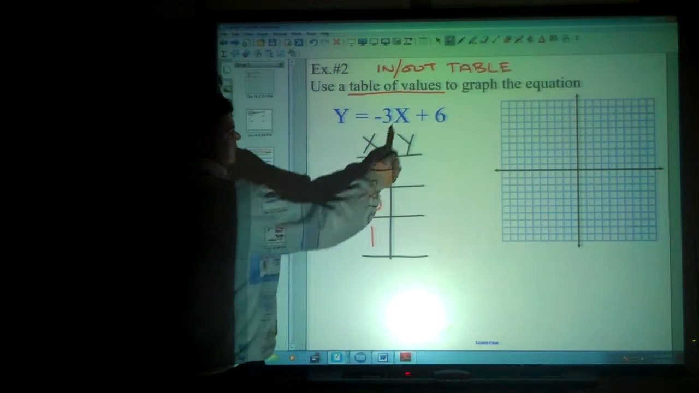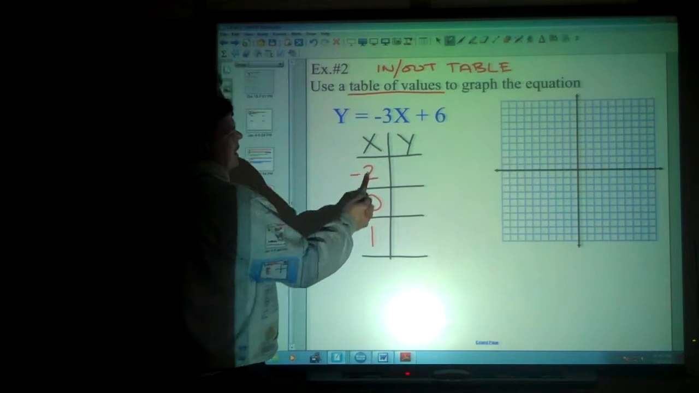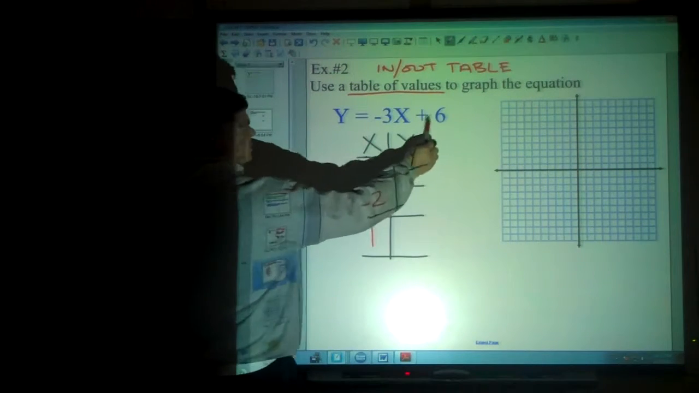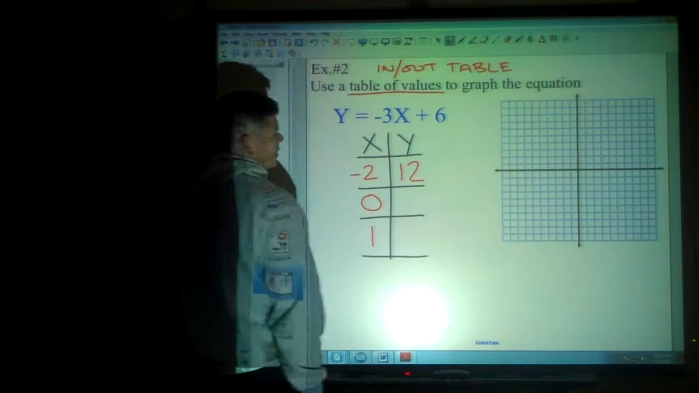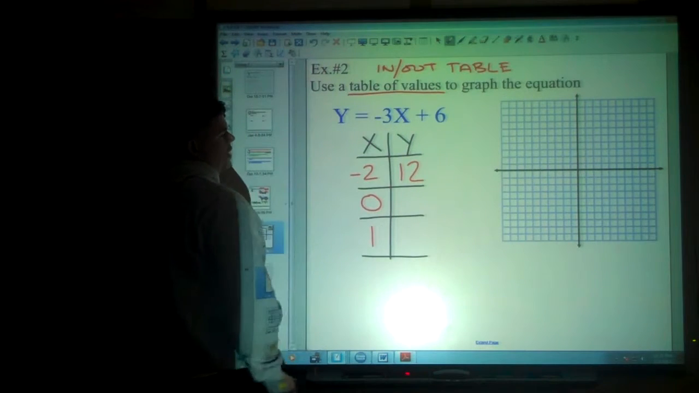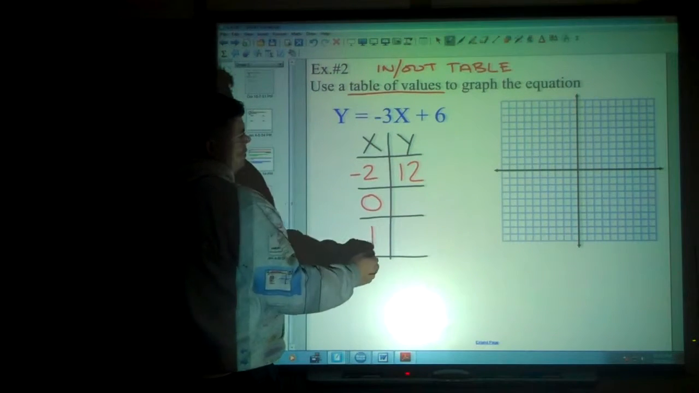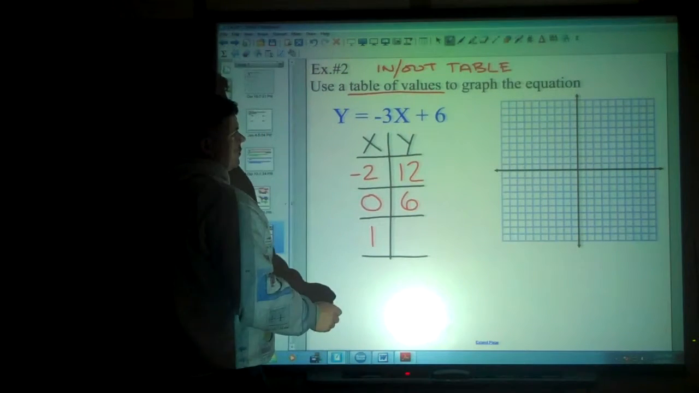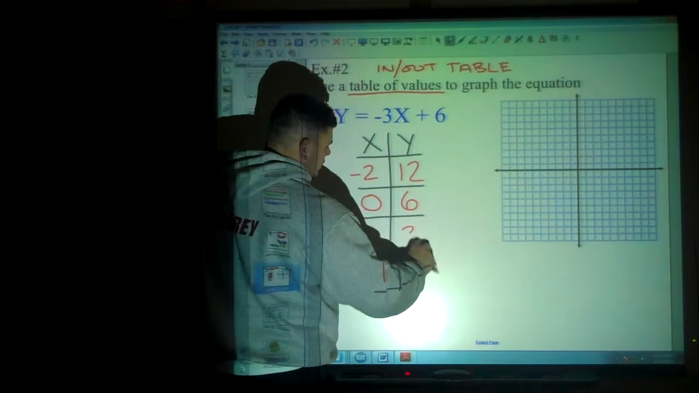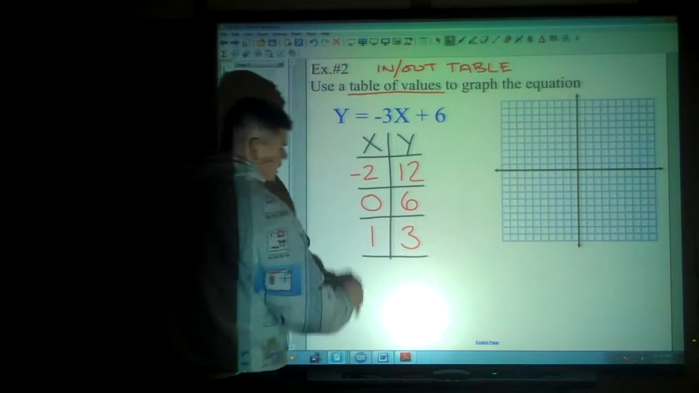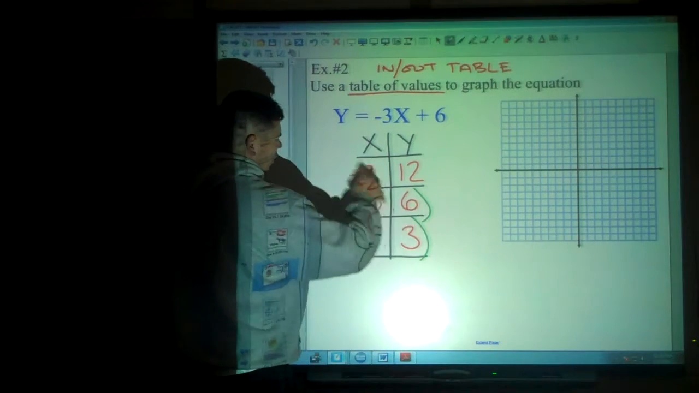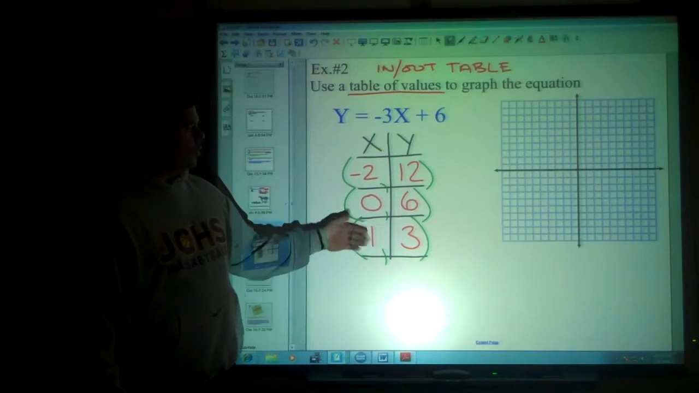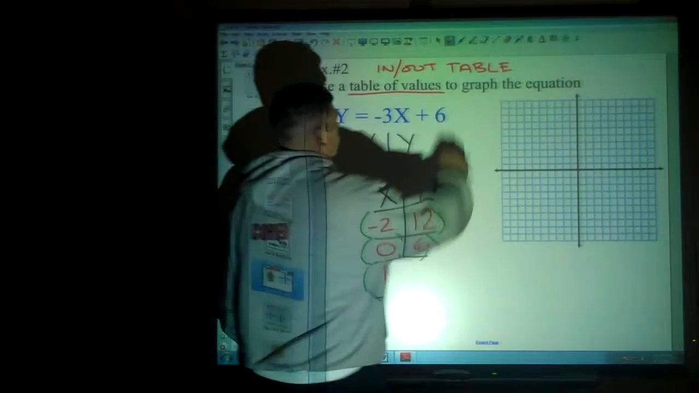One at a time I plug them in for x, because that's what x equals. Negative 2 times negative 3 makes positive 6. Positive 6 plus this 6 makes positive 12. 0 plugged in for x. Negative 3 times 0 is 0. 0 plus 6 is 6. And 1. Negative 3 times 1 is negative 3. Plus 6 is 3. And what I've succeeded in making are 3 ordered pairs. And these 3 ordered pairs can be graphed on the coordinate plane.